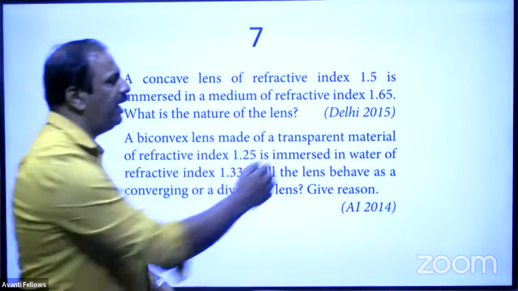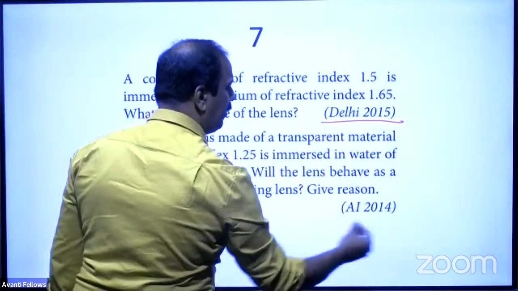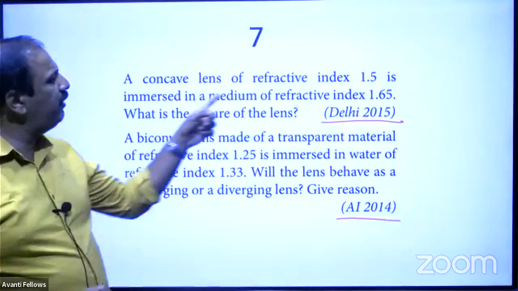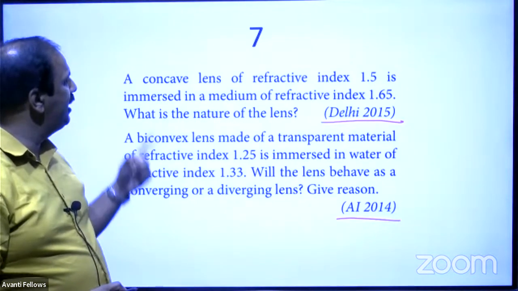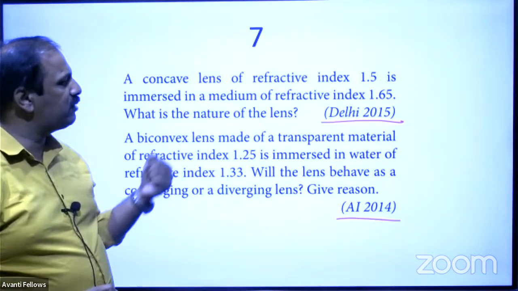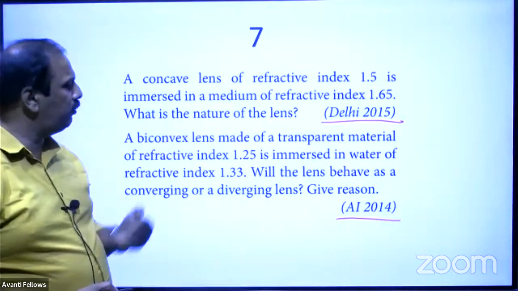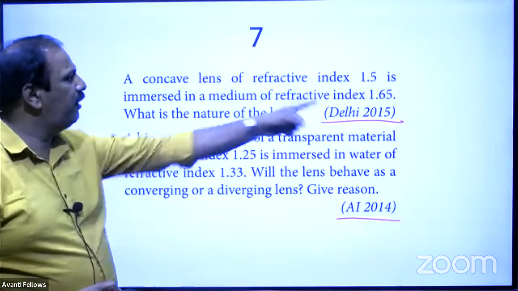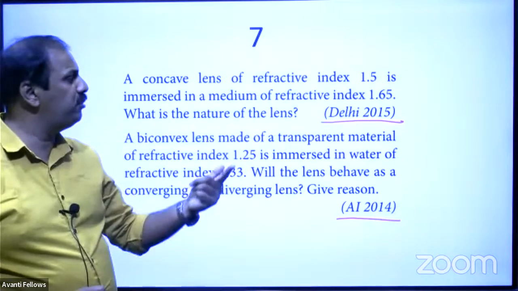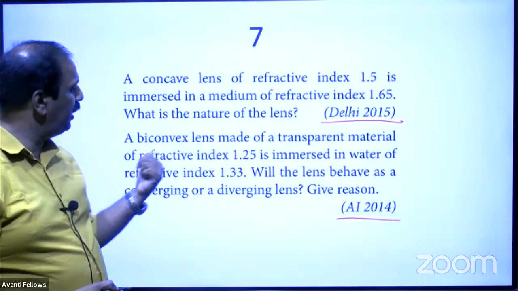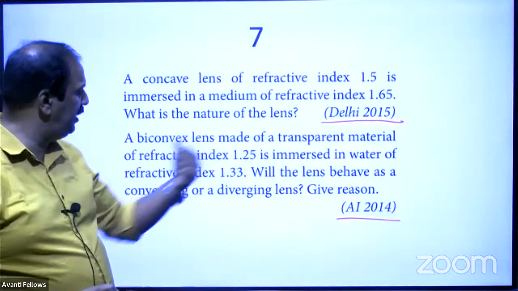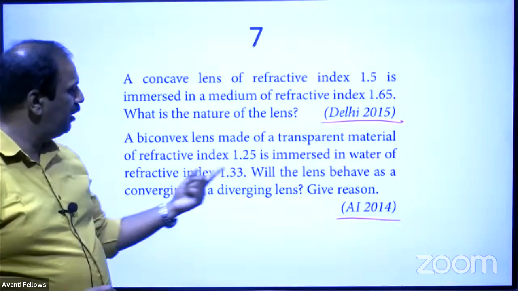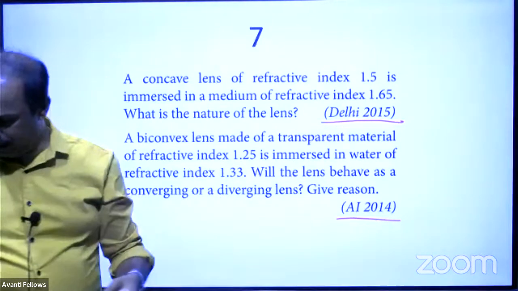You see here, it came in the board exam. Here, when it is immersed, what happens? A concave lens of refractive index 1.5 is immersed in a medium of refractive index 1.65. What is the nature of the lens? Say 1.5 immersed in 1.65 means it will become the opposite one. That's what we discussed just now. A biconvex lens made of transparent material of refractive index 1.25 is immersed in water, same thing. The concept is the same.